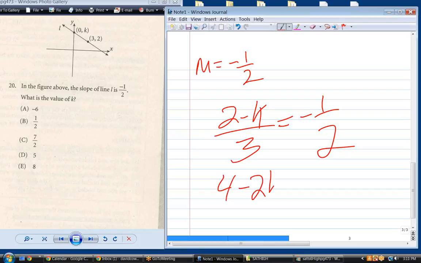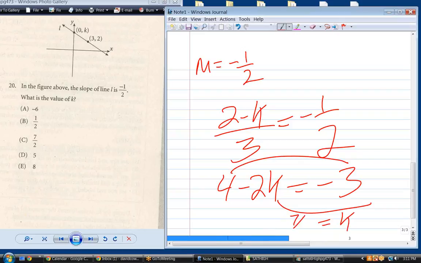4 minus 2K equals minus 3. That's going to be the easiest way. Now move the 3 over to there, the K over to there, and we get K equals 7/2. Answer C.